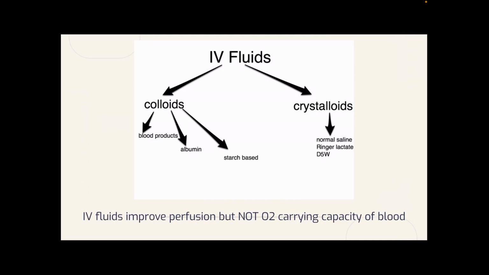Coming to the IV fluids. There are 2 types of IV fluids: the crystalloids and the colloids. The crystalloids are what we know: normal saline, Ringer's lactate, D5W. Here it says that IV fluids improve perfusion but not the oxygen carrying capacity. The only thing that improves oxygen is blood products, of course. This is just to improve the perfusion and hydrate, of course.